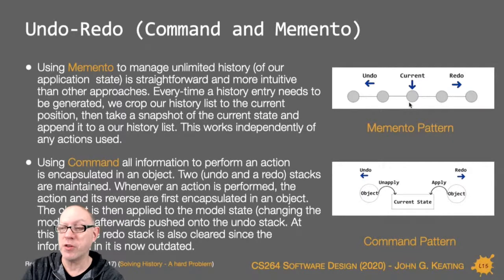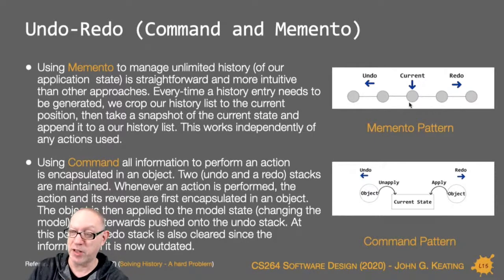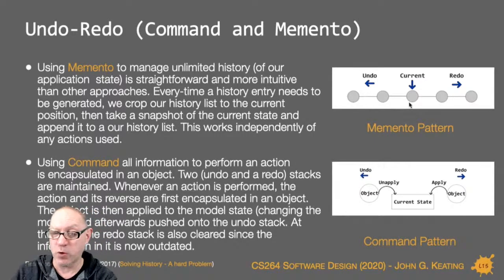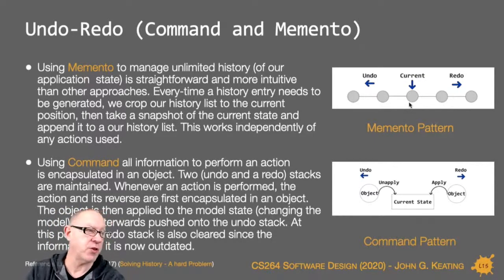Sometimes it's more intuitive than the other approach. So every time a history entry needs to be generated, we just crop our history list to the current position, take a snapshot of the current state, and append it to the history list. And that works independently of any actions that are used.